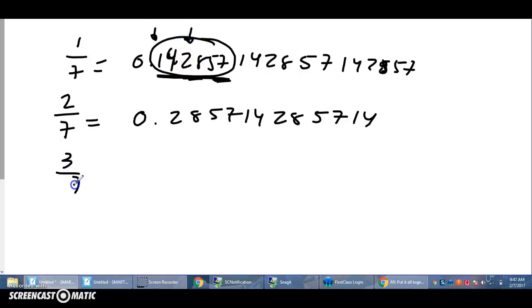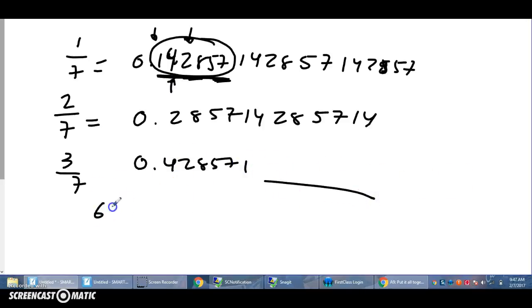So 3/7 will start with the third smallest number. So what's the third smallest digit here? 1, 4, or 1, 2. So 1 and 2 are gone. It's the 4. So 3/7 is 0.428571, 4, 2, 8, 5, 7, repeating. And then you keep going.